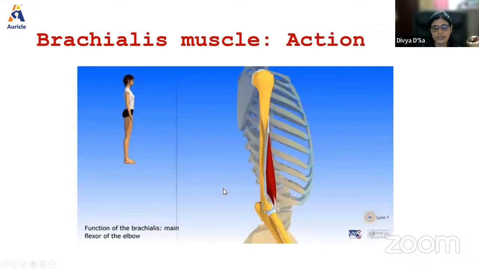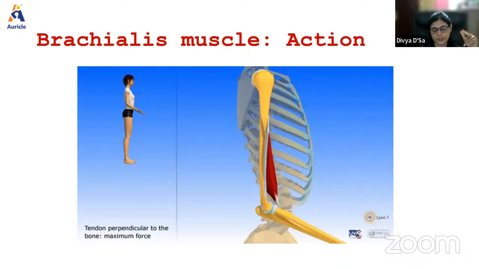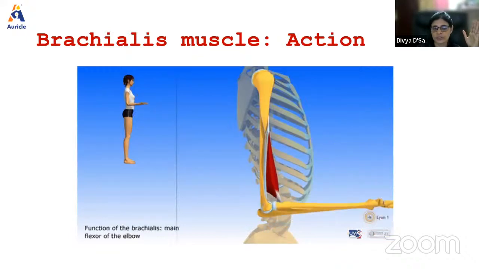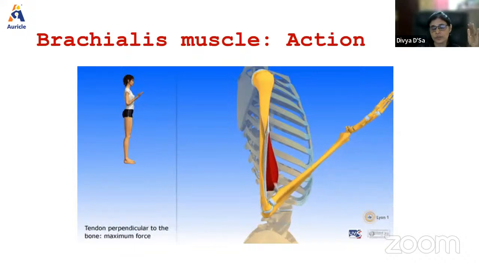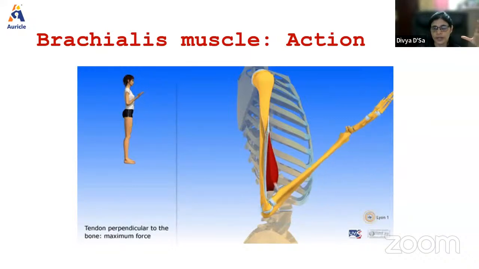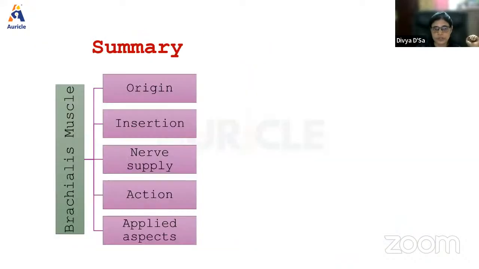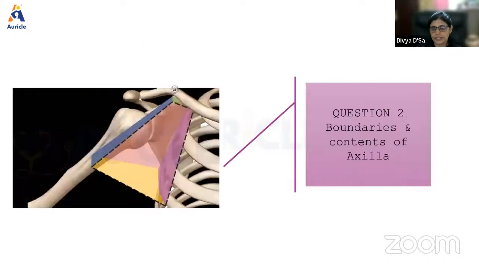It mainly brings about flexion of the elbow. You should know it has a dual nerve supply, so it is known as the hybrid muscle, because it is supplied both by the radial nerve and the musculocutaneous nerve. If the musculocutaneous nerve is injured, brachialis is partially spared, as there is no complete loss of flexion because of the radial nerve supply. That is what you need to write: origin, insertion, nerve supply, action. Next, boundaries and contents of the axilla.